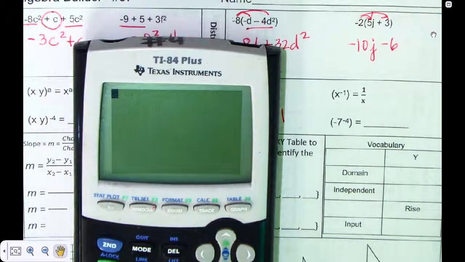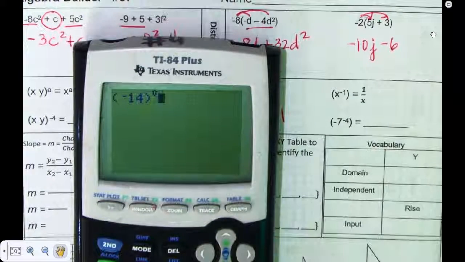Okay. Guys, you're going to put open parenthesis, open parenthesis, negative 14, close the parenthesis, arrow up to 0. Now, do you see that little arrow flashing? That arrow flashing? That means if you type another number, it's going to stay up there with that 0. You probably found that out. Okay? So you have to hit the right arrow button to bring it back down.